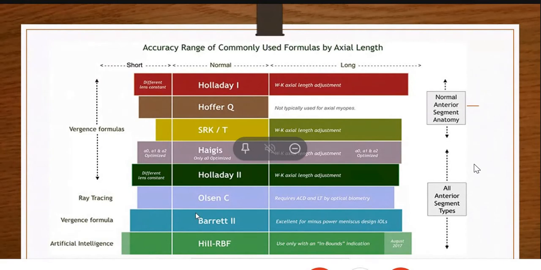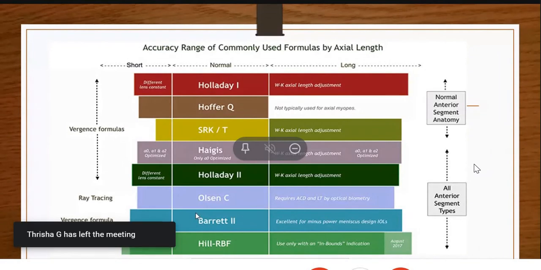Barrett, actually, it is designed to calculate for the Alcon IOLs. Many doctors, whenever they are using an optical biometer, will go with the Barrett, because Barrett gives very accurate values, and it is an automated method to calculate the IOL power.